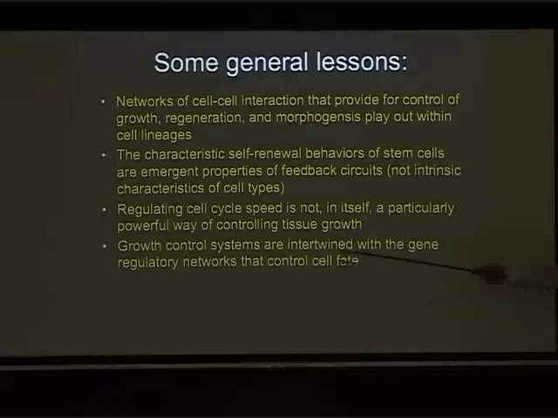And finally, the systems that control growth are intertwined with the gene regulatory networks that control cell fate. And that's kind of related to this point of things happening within lineages. So by controlling the transition that affects the sizes of things, you're also affecting which cell types you're making and in what proportions. So the tissue has to solve all these problems simultaneously.